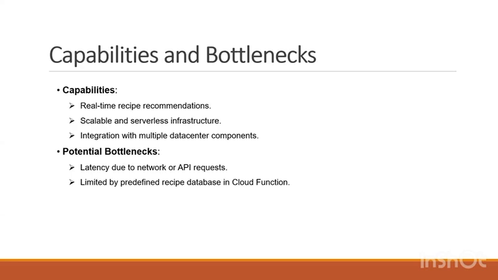However, like any system, it has its challenges. Potential bottlenecks include latency that is caused due to the network or API requests. Some of the other limitations: GPT-4, which I initially wanted to use, did not have enough limits to complete my entire testing. So I had to shift to GPT-Neo, which is a little less sophisticated model. These are some of the limitations I faced while I was trying to build the recipe finder.